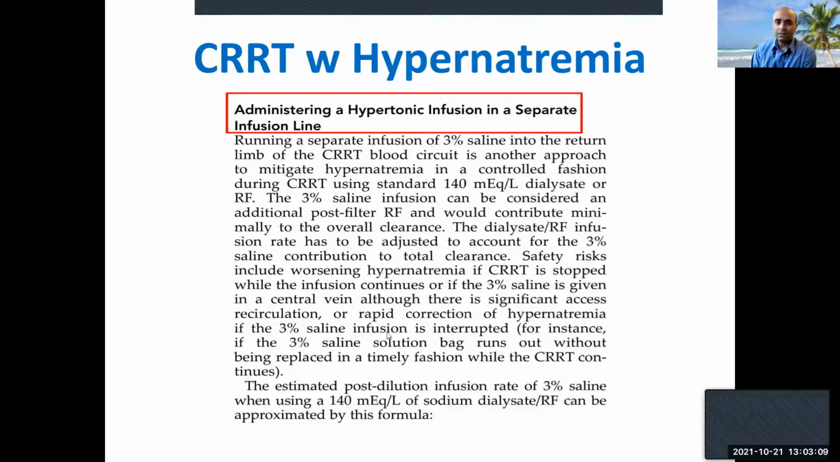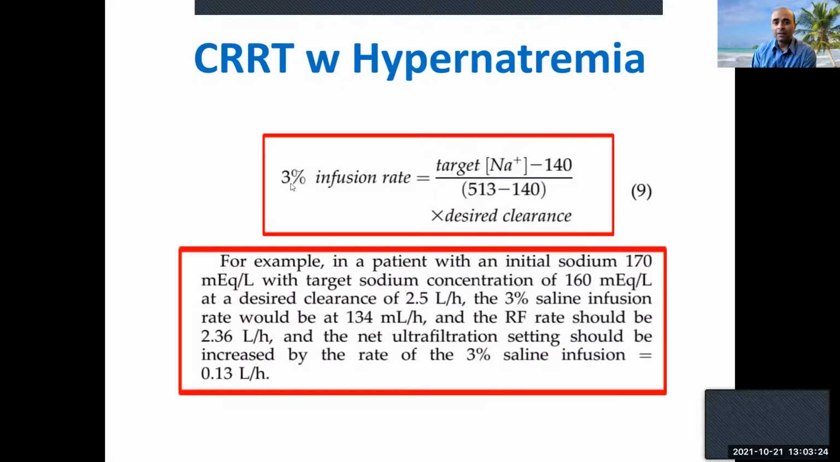وممكن ينتهي بالموت طبعا، العيان ممكن يموت منك في الحالة دي. فالمهم اوعى تنسى المعادلة دي، أو تقرا الصفحة دي في الهايبرناتريميا وكان يوز هايبرتونيك سالاين انفيوجن. طب فين المعادلة اللي هنحسب بيها ازاي نعمل كوركشن او ريبليسمنت؟ المعادلة بتاعتك هنا هي 3% انفيوجن ريت.